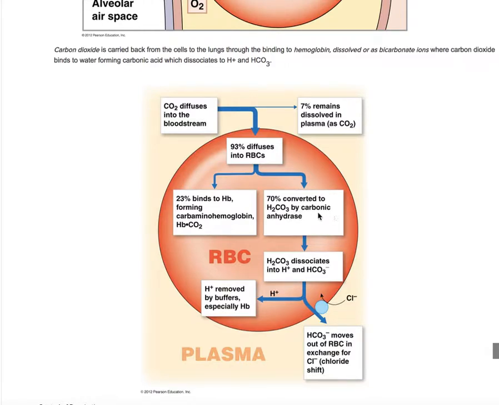H2CO3 by an enzyme called carbonic anhydrase. So most of it is carried as this compound. This is really good because H2CO3 can dissociate into H plus and HCO3 minus, and that is good. That'll help the CO2 get out of the red blood cell and be released into the lungs.